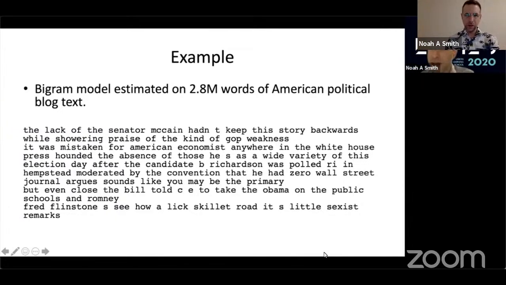And here things are starting to sound slightly more English-like. "The lack of the Senator McCain hadn't keep this story backwards." It's not grammatical, it doesn't make sense, but locally it starts to get a little better.